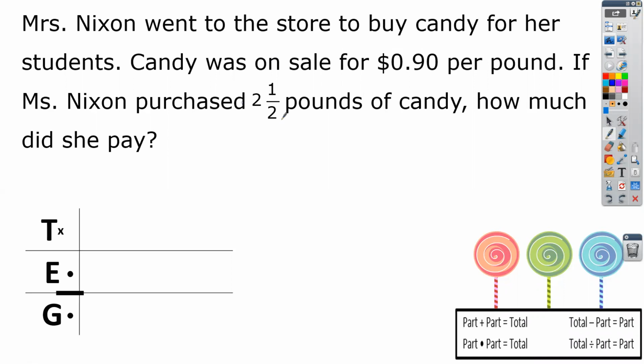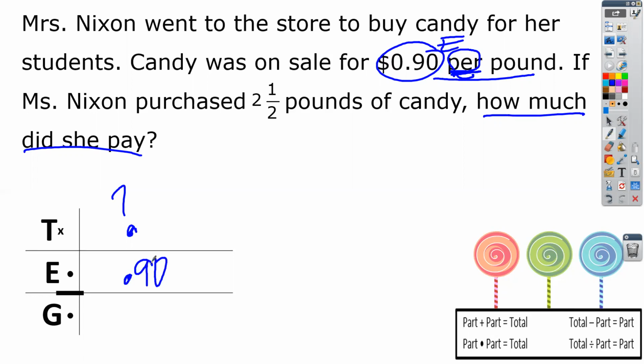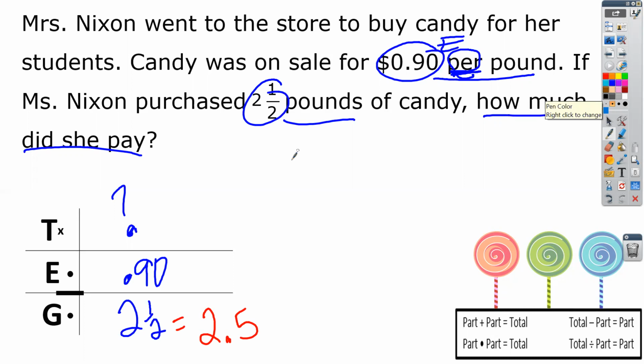So if I look at this, it's saying how much did she pay? So it's asking for what is the total? What's the total amount of money? It says per, remember each and every one is perfect, therefore this is my each. And this one has to be my number of groups. Now, this is not a multiple choice problem, so you need to work it out exactly. Something to keep in mind, when you multiply, you do not have to line up the decimal points. Multiply as if those decimals were not there.